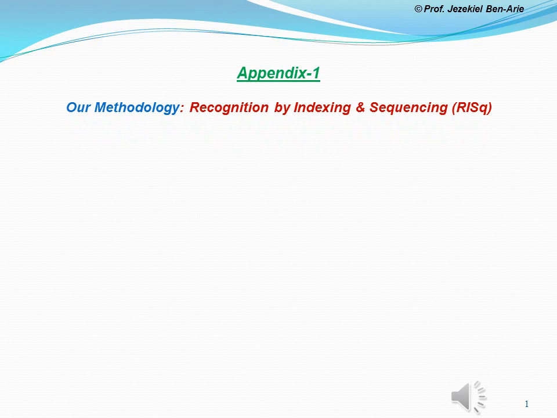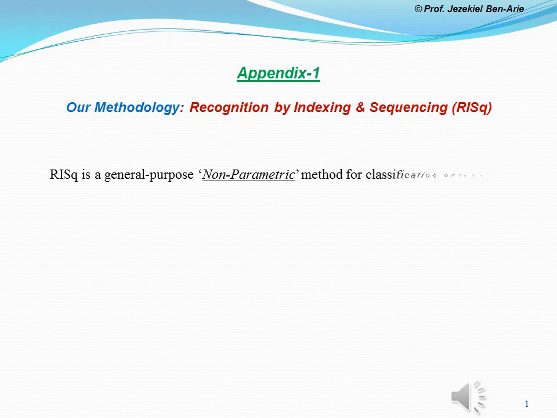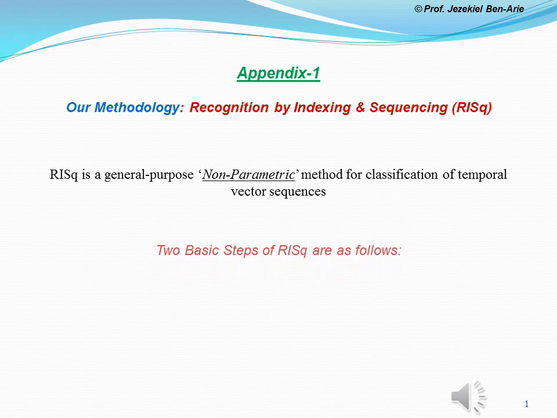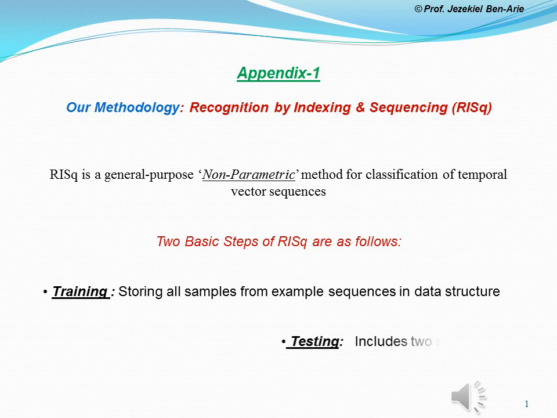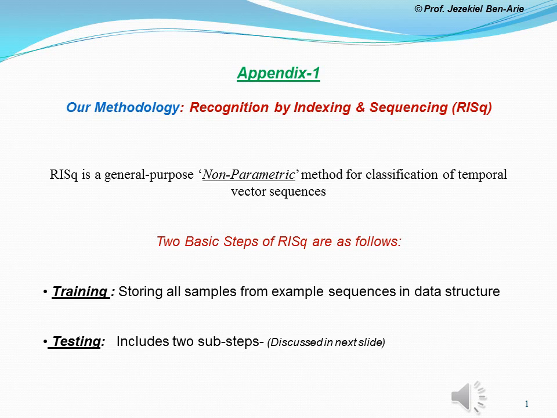In Appendix 1, we shall discuss RISC, which stands for Recognition by Indexing and Sequencing, in detail. RISC is a general-purpose non-parametric method for classification of temporal vector sequences. RISC has two basic steps. The first one is called training, which simply means storing all samples from example sequences in a data structure. And the second one is called testing, which includes two sub-steps discussed in the next slide.